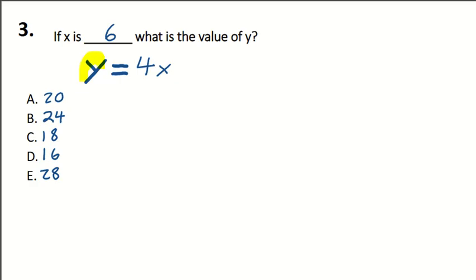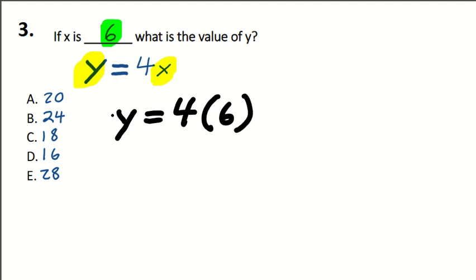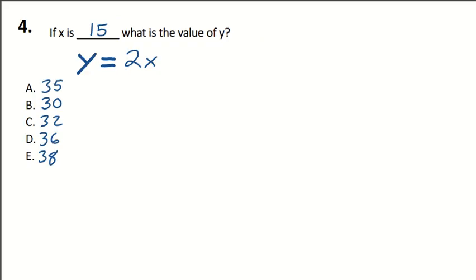Let's keep it going. What is the value of y if the value of x is 6? Well, let's plug in our 6 over here for x. So we have y equals 4 times 6. And we know that 4 times 6 is going to be 24. So it's safe to say that the value of y is 24 when the value of x is 6 with this equation.